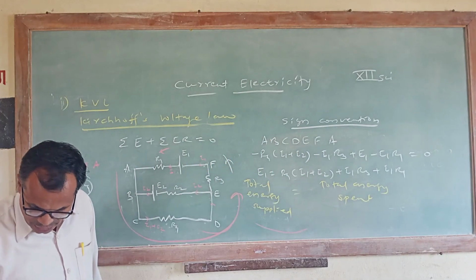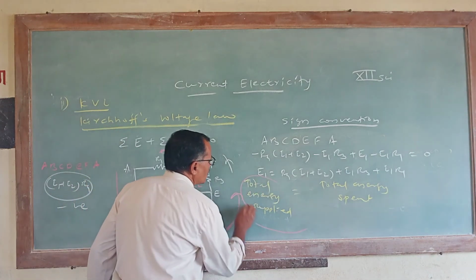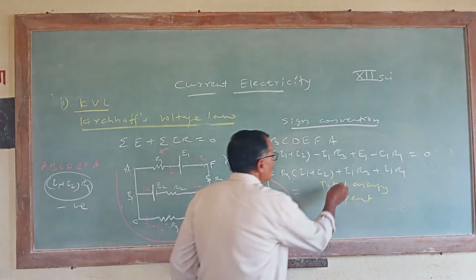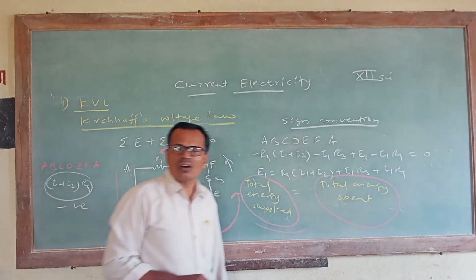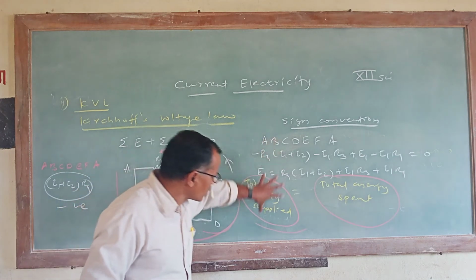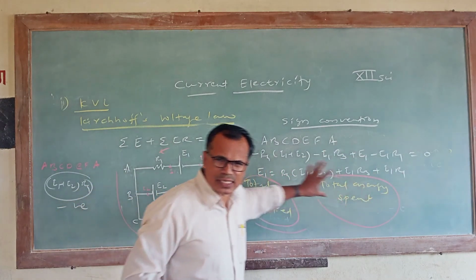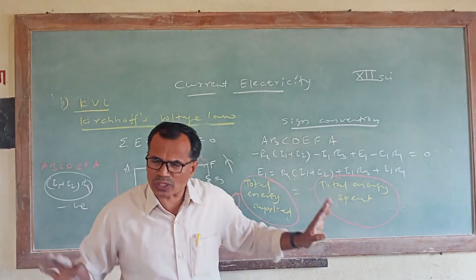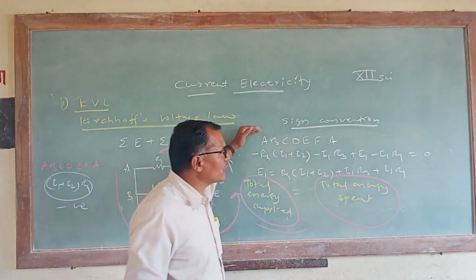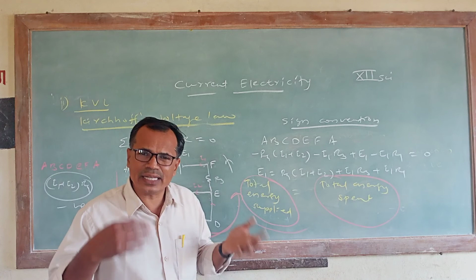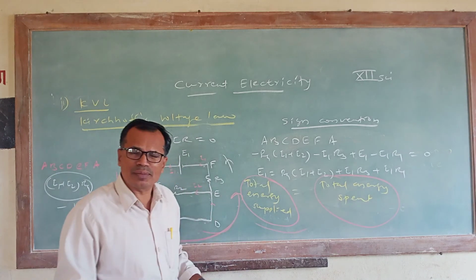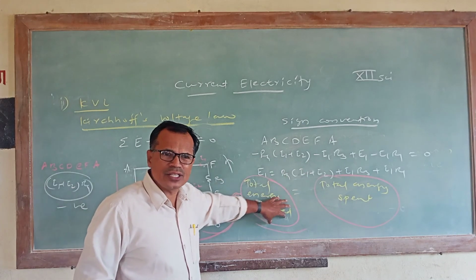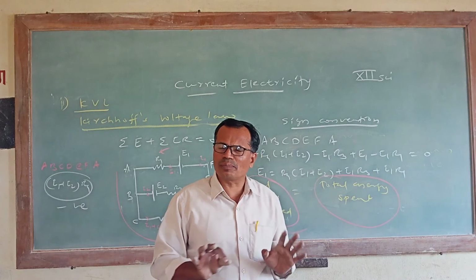Correct? So we can write that E is the total energy supplied for the circulation of a unit charge once around the circuit, and this is the total energy spent during circulation of a unit charge. That means energy supplied is equal to energy spent. Again, we know that there is no accumulation or storage of energy. So the second law gives information about the conservation of energy. That is, total energy supplied is equal to total energy used. It is called the law of conservation of energy.